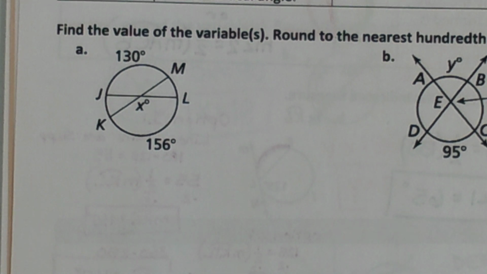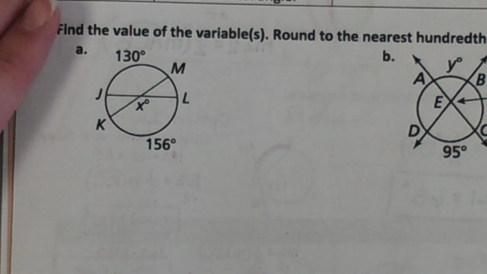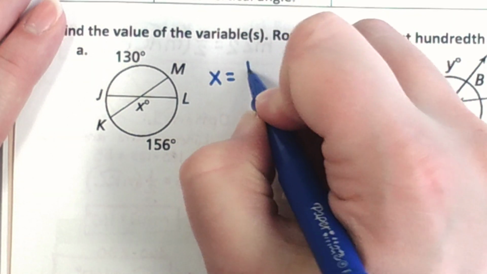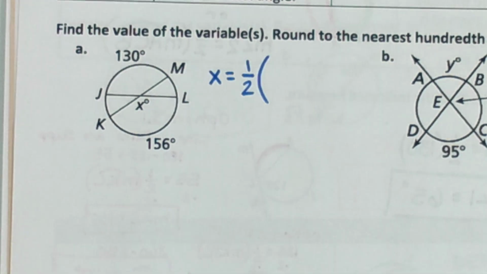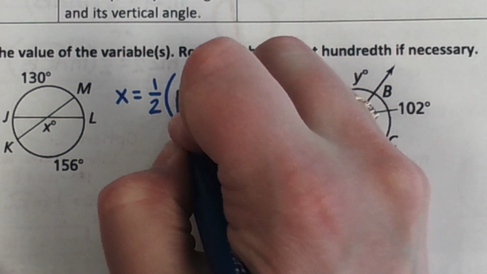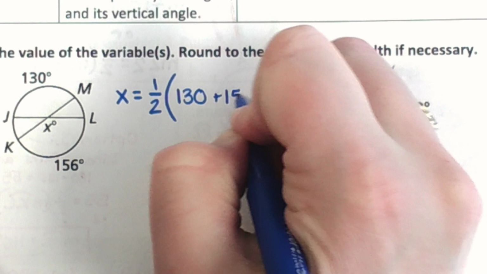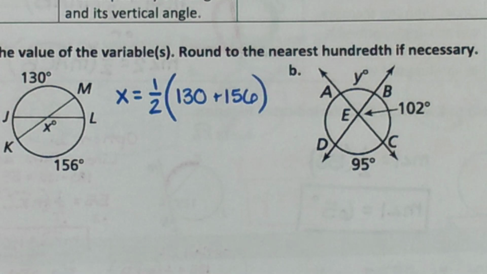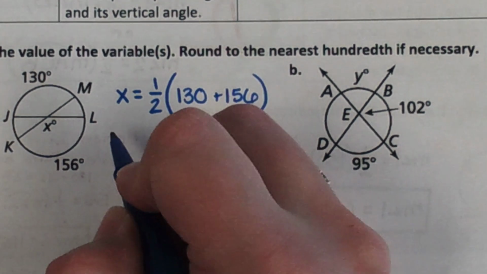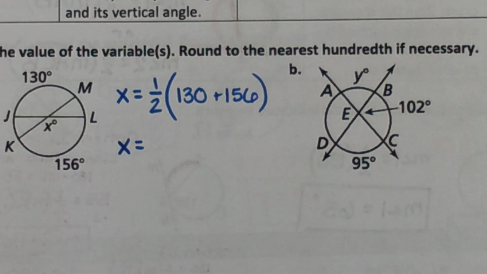Formula, does it start with an angle or an arc? Angle. In this case, the angle we know to be x equals 1/2. Am I adding the arcs or subtracting the arcs? Adding. 130 plus 156. Looking to solve for the value of the variable, so solve for x. I could distribute the 1/2, but what's going to be easier?